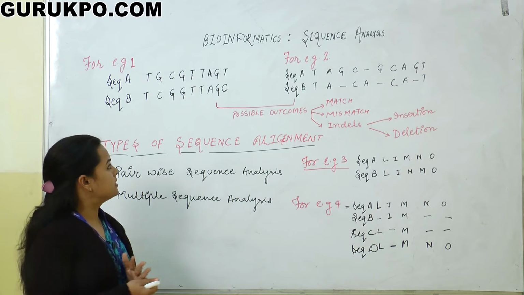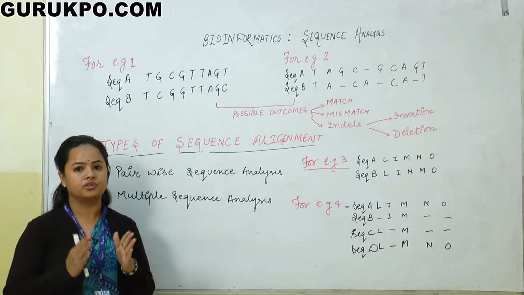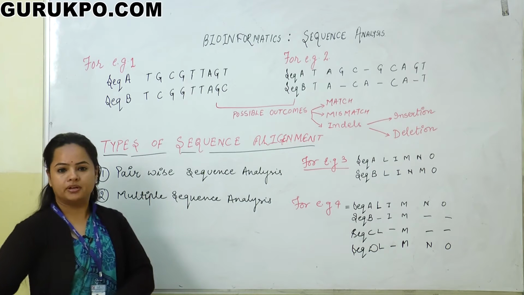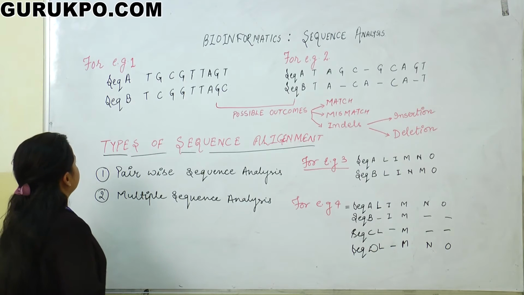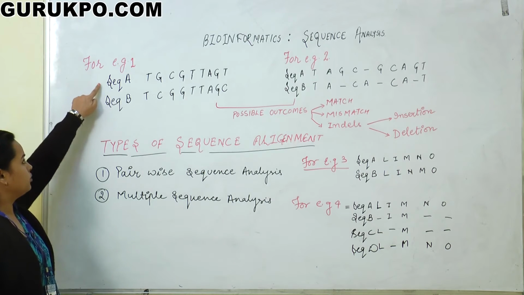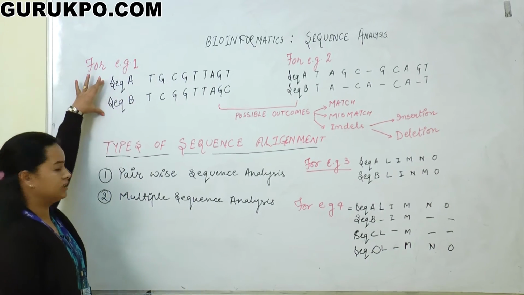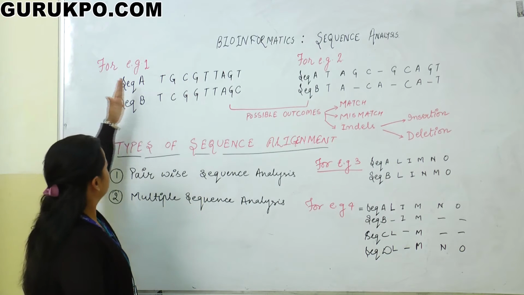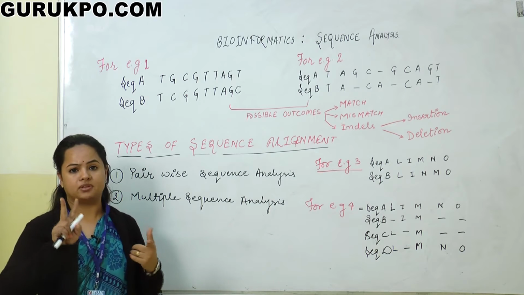Whenever we do sequence analysis, we must follow a few rules. Rule number 1 is, whenever you are going to compare two sequences, you have to write one sequence above the second. Here I have sequence A, and I am going to match this sequence with sequence B. I just wrote both sequences one above the other, and we are just aligning them together.